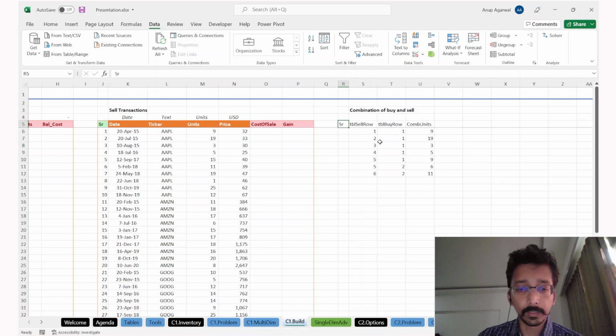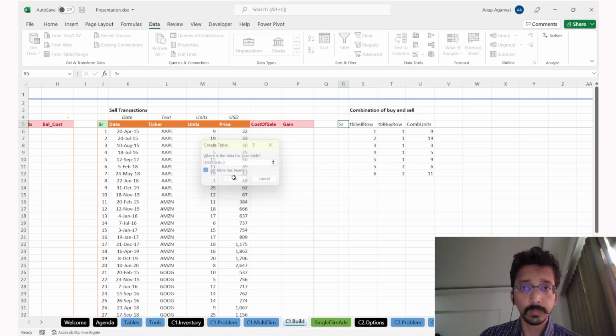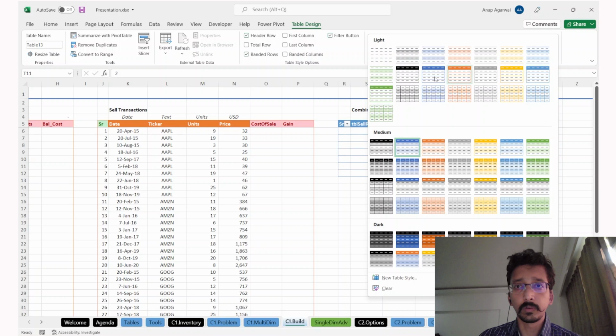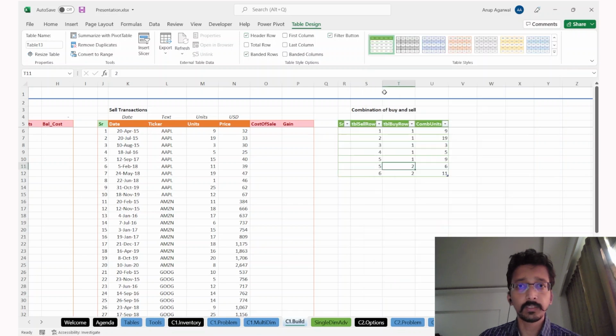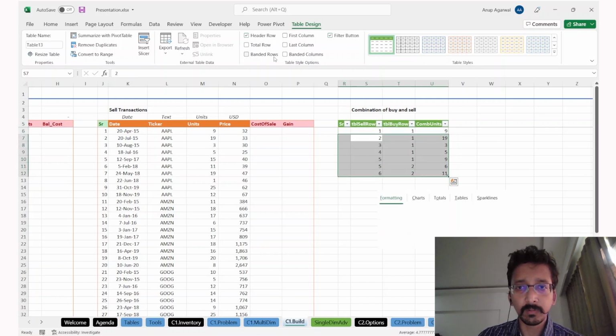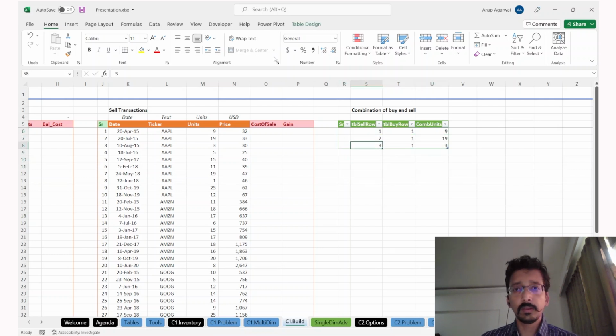All right, so I will turn this into a table with Ctrl T. This is the whole thing, and yes, my table has headers. I will change the formatting a little bit to look like this. I'm making it green because it is the solution part of the problem. I will also remove these extra rows. Let's say we work without them for a moment, and we keep just 3 rows in this table.